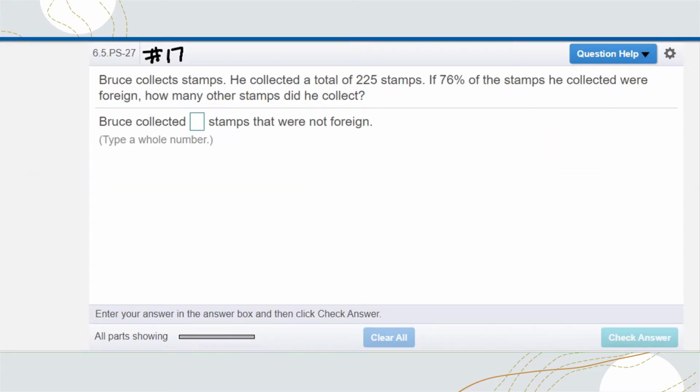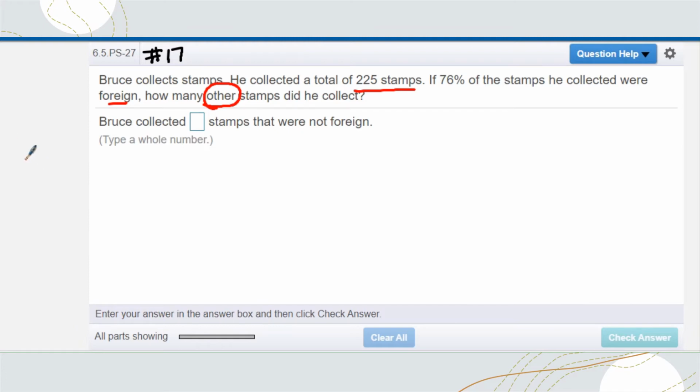Bruce collects stamps. He collected a total of 225 stamps. If 76% of the stamps he collected were foreign, how many other stamps did he collect? So there are two different ways you can go about answering this question. You really want to make sure you understand your formula.